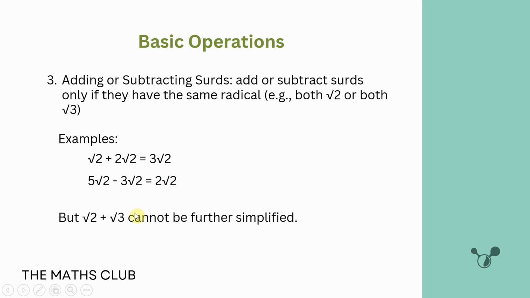But if you look at this one here, we have square root of 2 plus square root of 3. Are they the same radicals? No. Because they're not the same radicals, you cannot simplify them any further. You just leave the answer like this: root 2 plus root 3. There is nothing you can do. Whether we talk about addition or subtraction, the same law applies to both of them.